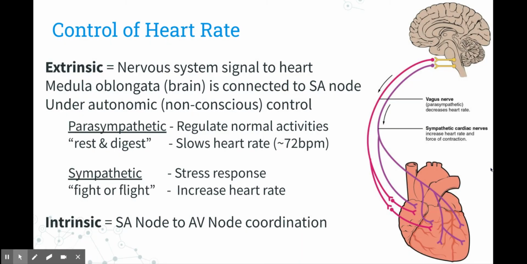Now, our heart rate is controlled in 2 different ways. The extrinsic control, that's the outside of the heart, is where our nervous system signals to the heart. So the medulla oblongata is part of our autonomic nervous system, which means that it is non-conscious. You never are thinking about your heart rate. And that is what stimulates the SA node.